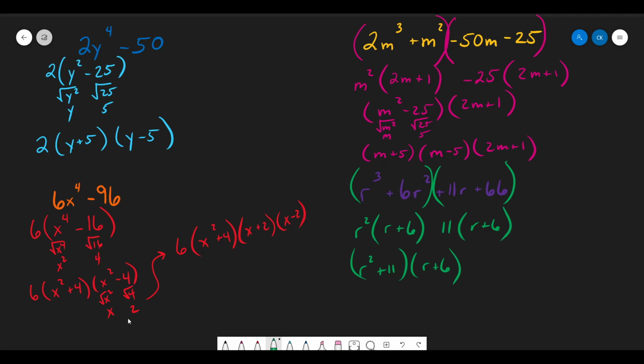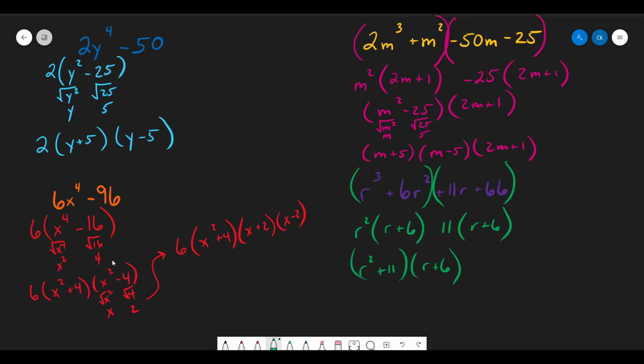For this one down here, kind of ran out of space, but that's okay. I'm going to first factor out a 6, because I realized that they both have a 6 in common. So once I factor out a 6, I'm left with x to the 4th minus 16. Then I say, okay, binomial, minus in the middle, take the square roots. Square root of x to the 4th is x squared. Square root of 16 is 4. So I'm going to have 6, x squared plus 4, x squared minus 4.